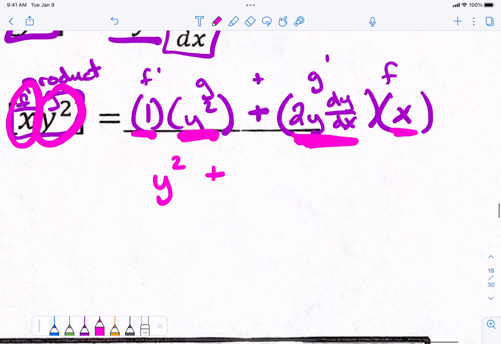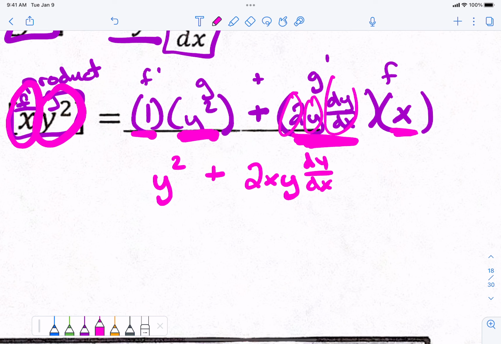Here's how I'm going to do this. I'm going to say 2xy dy dx. These are all little individual chunks. I'm just going to put them in order.